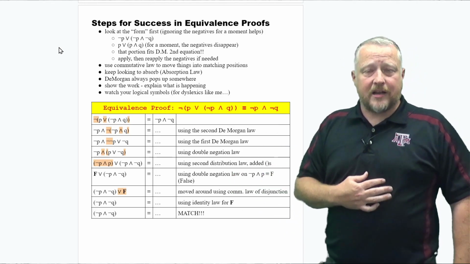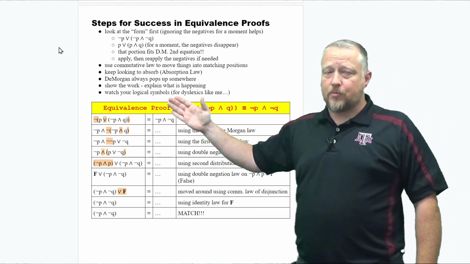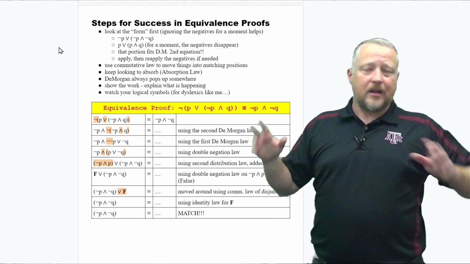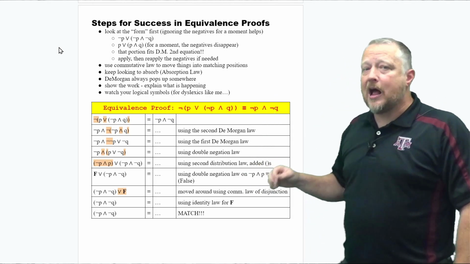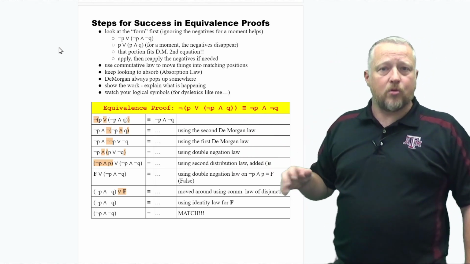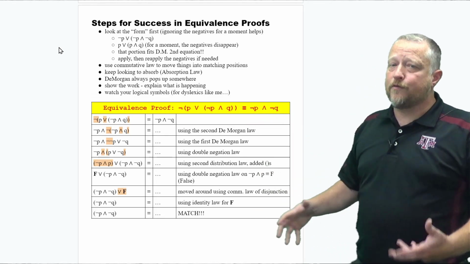Also, being dyslexic, if any of you are like that, like I certainly am, you've got to watch your logic symbols, because I know I've screwed it up. I'm sure I've said an and where it should have been an or. But as I'm writing it out, I know which one it is, trust me, because I'm following, frankly, just the pattern of it more than anything else. So these are some of the steps for success that you're going to need for your assignments for this week.